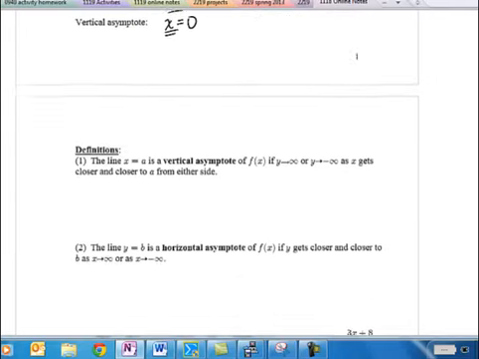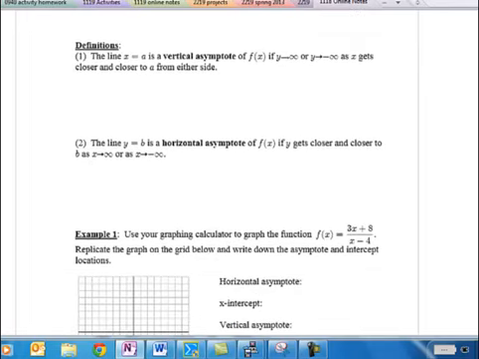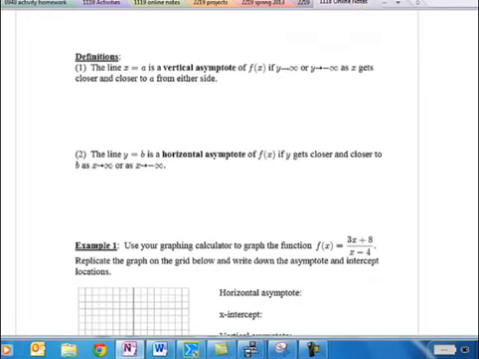So let's just take a look at a more formal definition of this asymptote word. So the line x equals any constant is a vertical asymptote of the function. It says if y is going to infinity or y is going to negative infinity as x gets closer and closer to a from either side. So if we have, let's say this is x equals a, if on the left or the right the function values are going up or down, that line is a vertical asymptote.